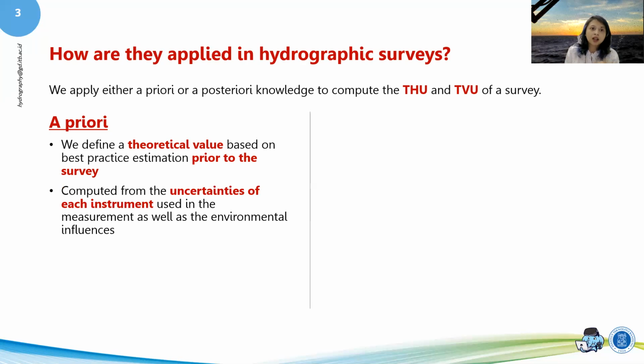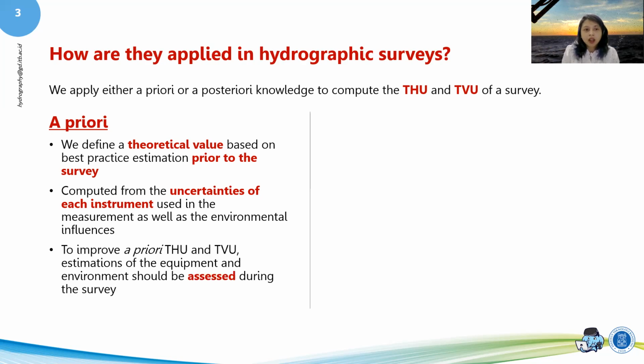As I said, we can compute them from the uncertainties of each instrument, as well as maybe the environmental influences. So we can make our own weight. For example, if the weather is good, then you can say that maybe the weather doesn't really have anything to do with the results of the survey. But if the weather is bad, then you need to take it into account, however it is.